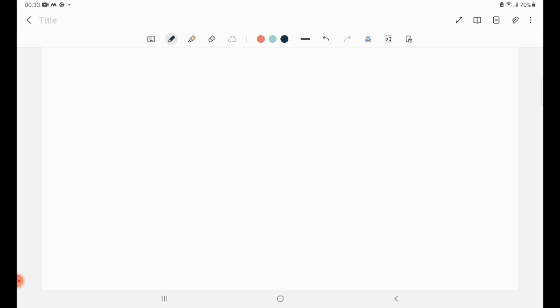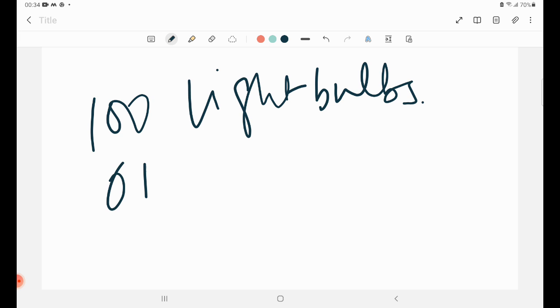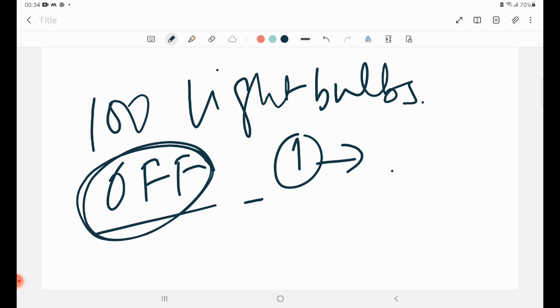Let's look at the question. The question says that we have 100 light bulbs, and all of these are initially in the off state. Now the first person comes and toggles all the bulbs at positions that are multiples of 1. So at the beginning all the 100 bulbs are off, and the first person will switch on all these 100 bulbs.